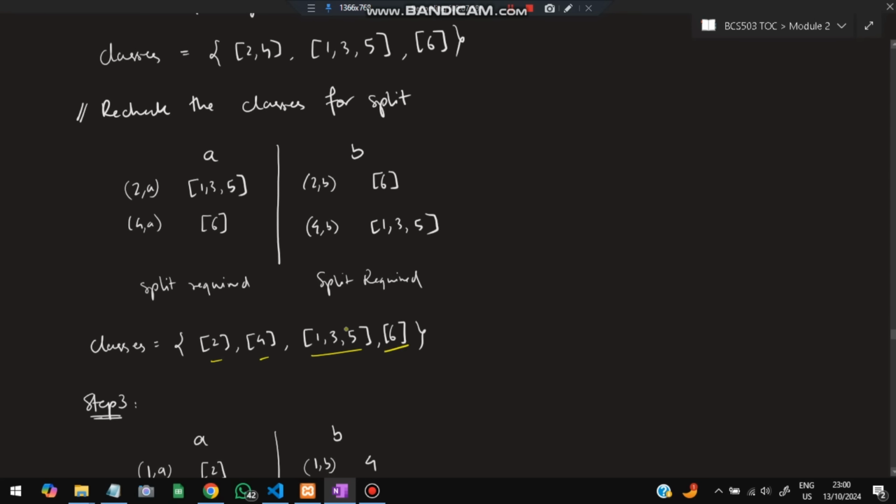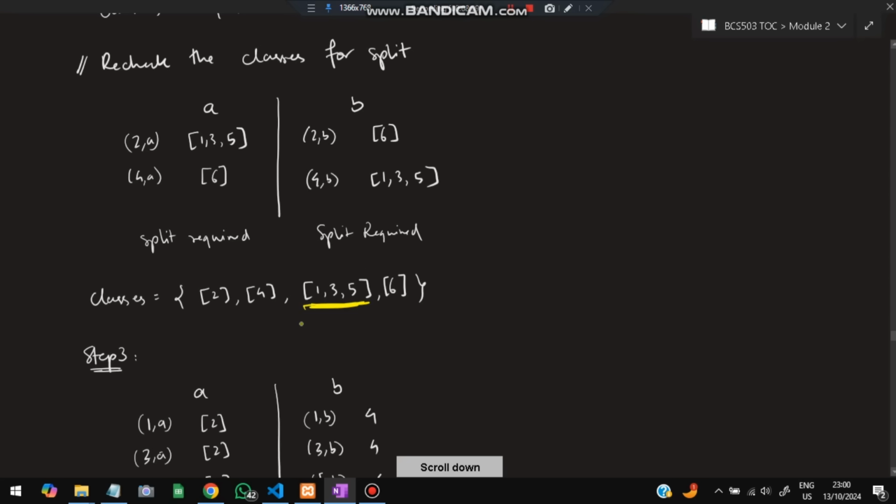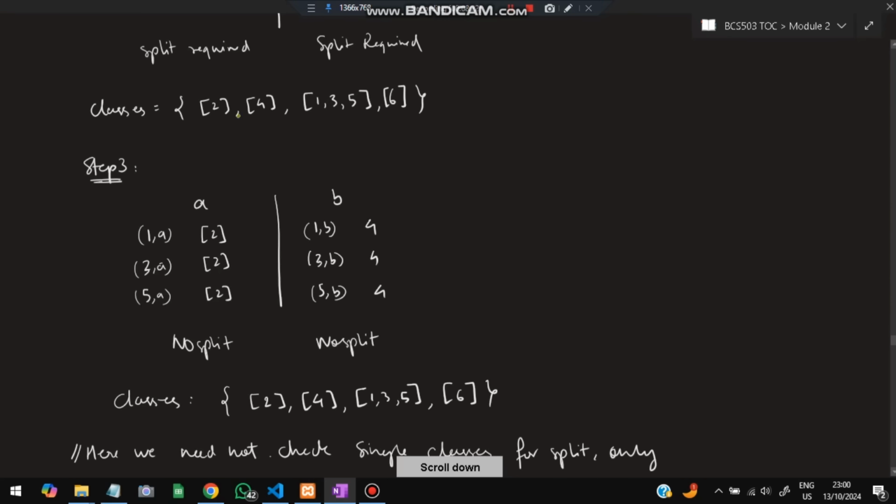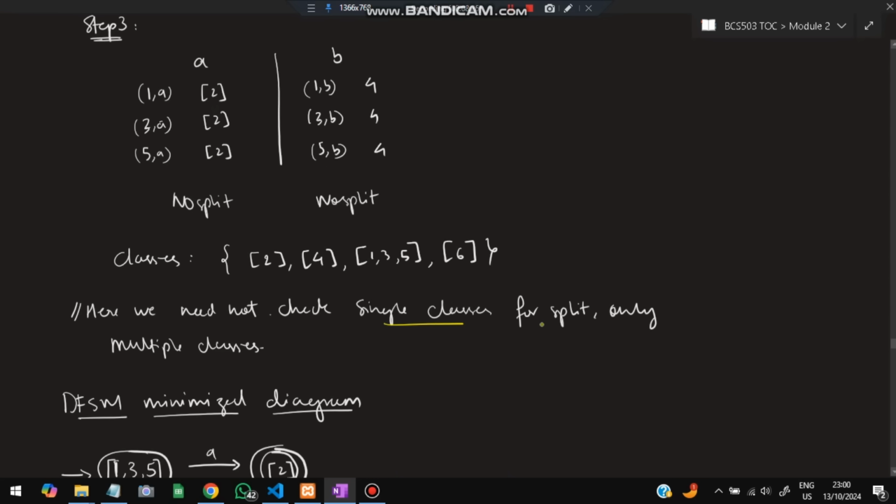Now we have to only consider those classes which are multiple here for the splits. Now see, for each class we are taking the splits. The split will only be considered if there are more than one numbers inside one class. Okay, so 1, 3, 5 we will be checking. 135 on A, 135 on B, so I'm getting single digits here, so it will not have any more splits. Here everything is same and here everything is same, so there will be no splits individually. So the final classes will be these. We'll be writing here the final classes. Here we need not check the single classes for the split, only the multiple classes we check for the split.